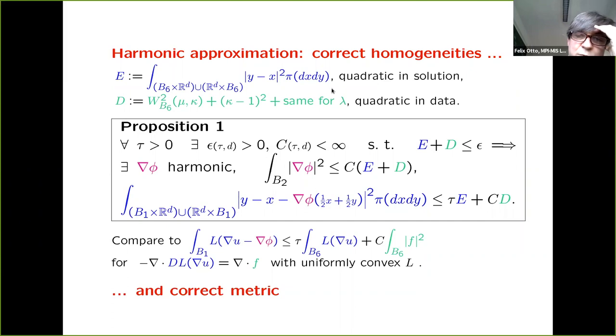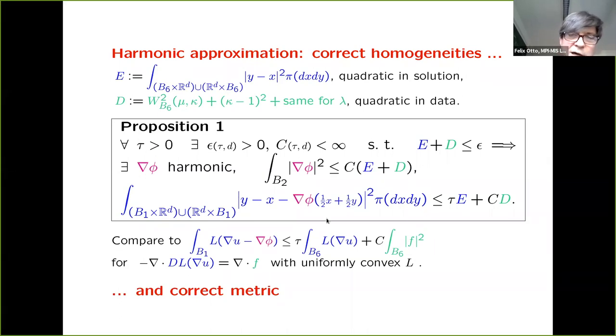One element which I want to point out, because that sets this approach to regularity a little bit apart from the other one, is that in a certain sense, this estimate has the correct homogeneities, because everything is quadratic in the displacement. The energy is something that's quadratic in the displacement. The squared Wasserstein distance is something that's quadratic. And the Dirichlet integral is something that's quadratic in the gradient. So everything has the right homogeneity, in the sense that we're not comparing apples and pears. So it's a linear looking estimate for a nonlinear equation.